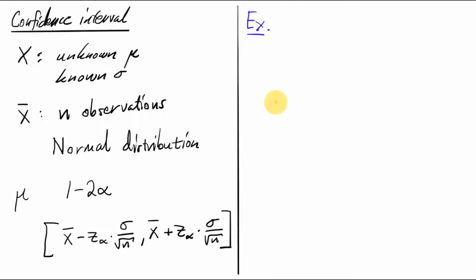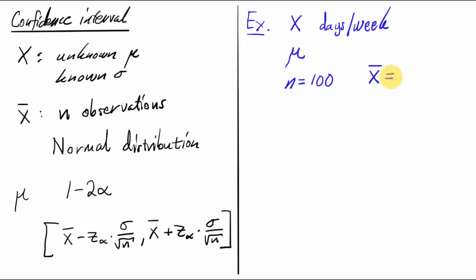For example, assume you want to know how often people eat candy. So let's say a random person eats candy x days a week, and we are looking for the expectation value of x. And we ask 100 persons how many times per week they eat candy. And for this sample, they ate 3.2 days per week. Assume that we know from earlier investigations that the standard deviation is equal to 1. Then, since n is larger than or equal to 30, we know that the mean is normally distributed.